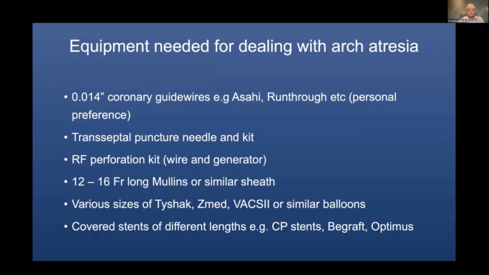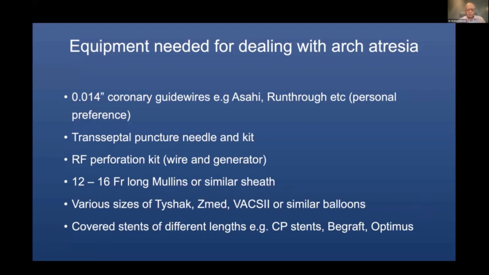So what are the pieces of equipment that you need for dealing with arch interruption? Well, coronary guide wires, and you can have your own choice of 0.014-inch guide wires, Asahi, Runthrough, but it's a personal preference usually. I tend to use Asahi, the medium load in particular. Transseptal puncture needle kit. Occasionally, you have to use a transseptal needle to puncture the interruption. Radio frequency perforation kit, Baylis generator and wire, Nykanen wire, has occasional use because you have to burn a way through.